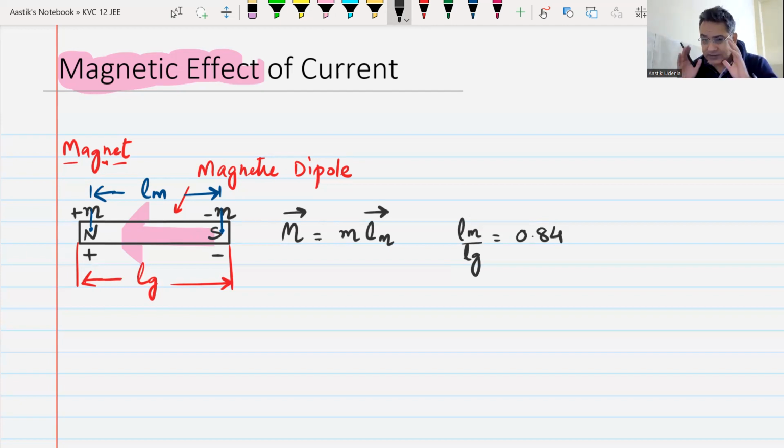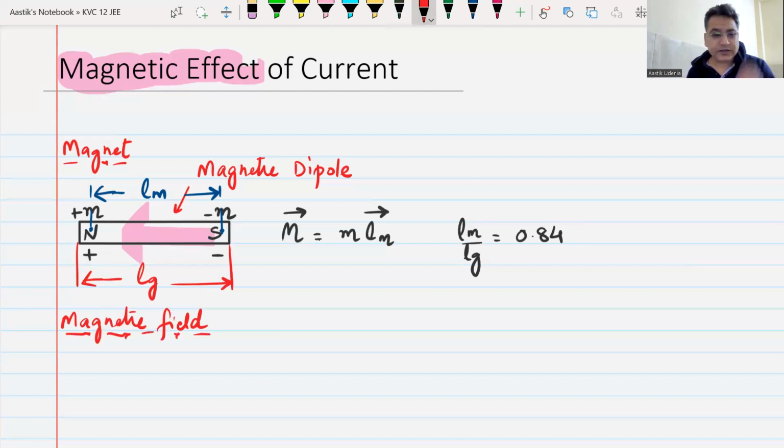Every magnet is characterized by a magnetic dipole moment. Whenever we talk about a magnet, we do not talk about pole strength, we do not talk about the length, we only talk about the magnetic dipole moment. Every magnet creates magnetic field. What is a magnetic field?